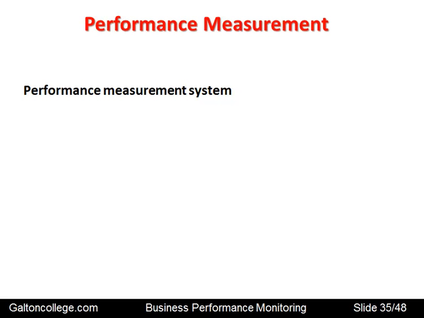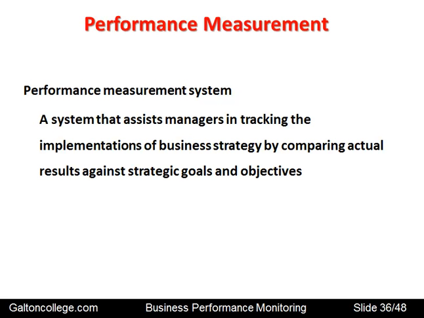Now, the performance measurement system: a system that assists managers in tracking the implementation of business strategy by comparing actual results against strategic goals and objectives. There's got to be some sort of measurement, some sort of indicators, be it ratios or engineering data or information from financial budgets or whatever it is, that enables the management to measure the effectiveness of the business against what they want to achieve.